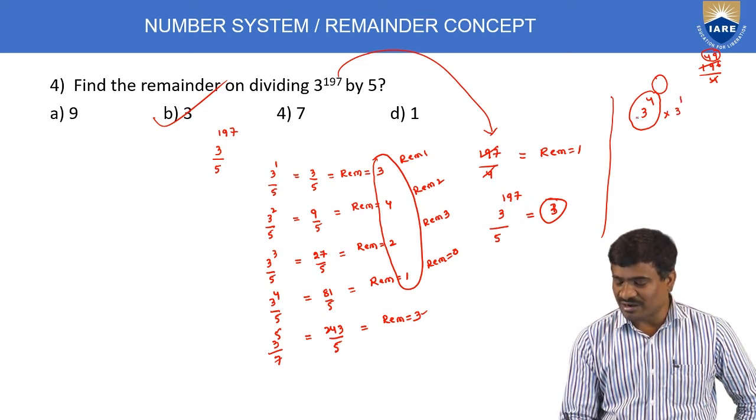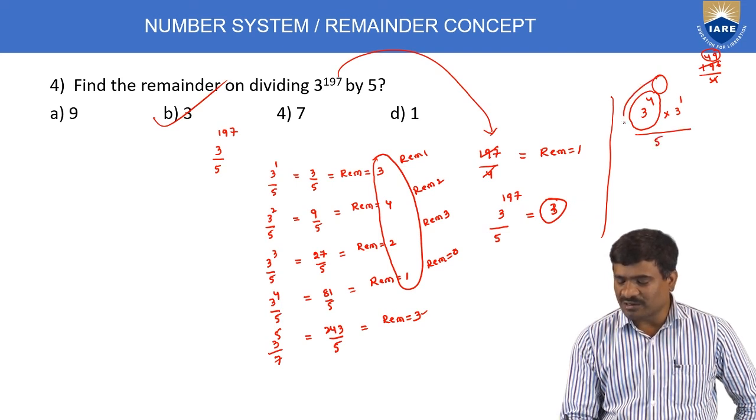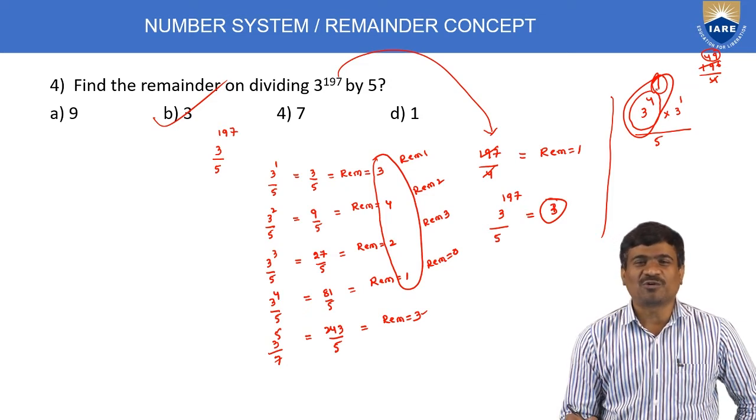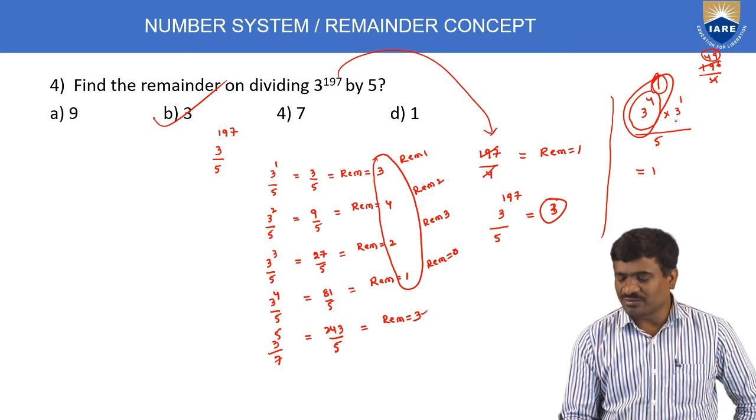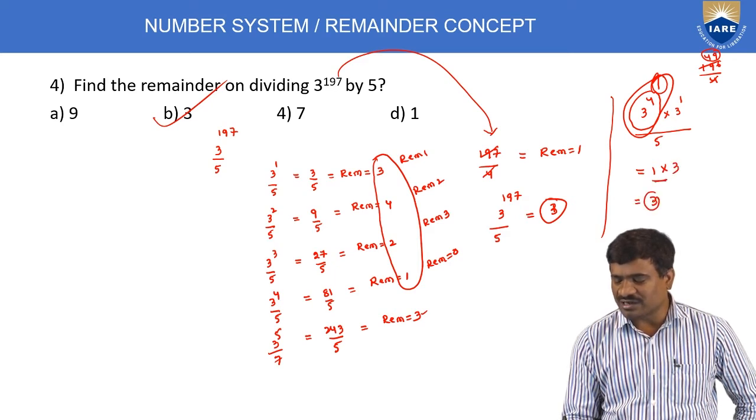Total 197, divisible by 5. Next, this part means 3 to the power of 1 to some power. That value, 3 to the power of 4, is 81. 81 divided by 5, remainder only 1. 1 to the power of any number is equal to 1. 3 to the power of 1 divided by 5, remainder only 3. Then 1 into 3 is equal to 3. This is the correct answer.